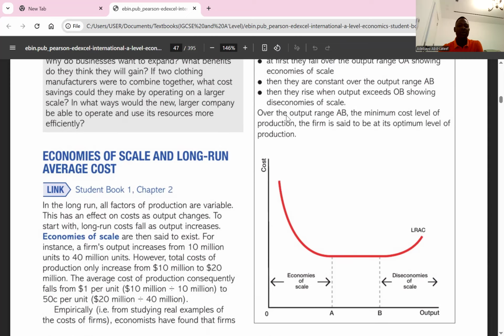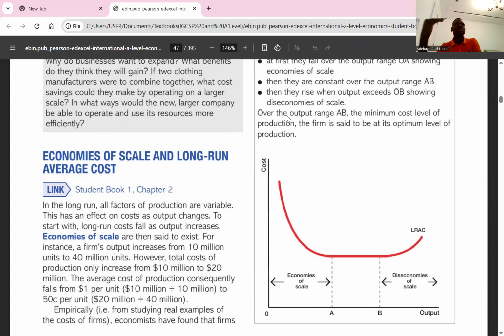Then you get to the optimum level, between A and B. Between A and B, it is constant. AB is what we call the minimum efficient scale, MES. As soon as you exceed that, you go into decreasing returns to scale, which is the same as diseconomies of scale.